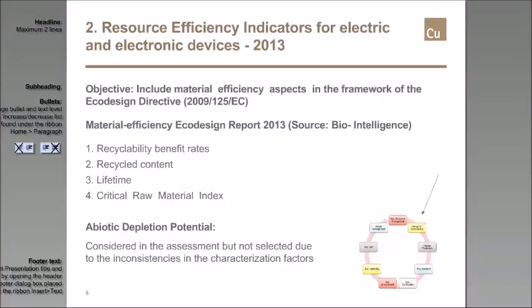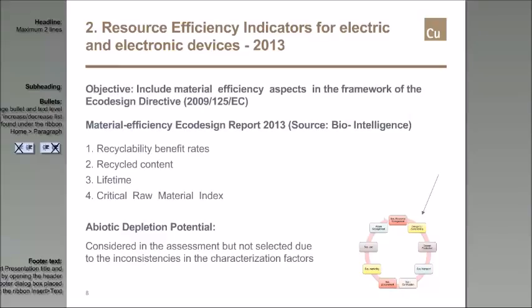The second initiative is the one related to electric and electronic devices. So this includes, for instance, washing machines or vacuum cleaners, as many others, and are those devices that are included in the scope of the Eco-Design Directive.